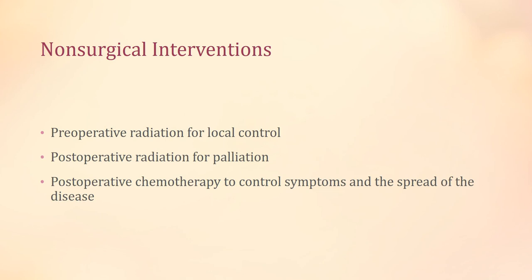For non-surgical interventions, we've got preoperative radiation for local control, postoperative radiation for palliation, and postoperative chemotherapy to control symptoms and the spread of the disease. Essentially, they're either going to use radiation to control the size of the tumor, or to make sure the tumor doesn't get any worse when they couldn't make it any smaller and it's still killing the patient. And they also have chemotherapy to control the symptoms and the spread of the disease.